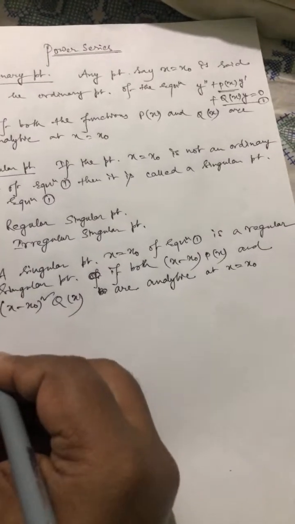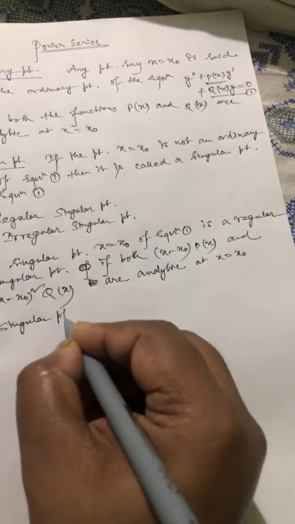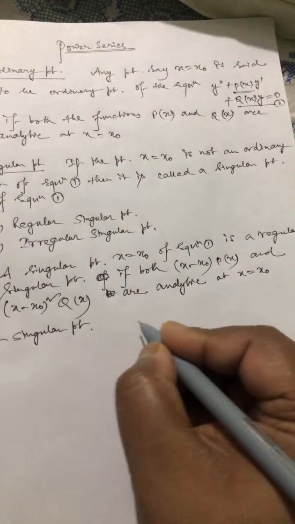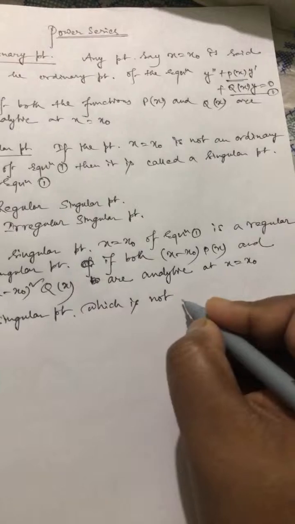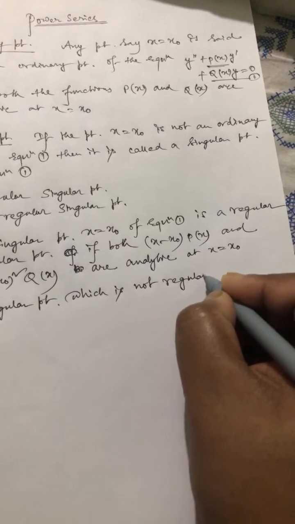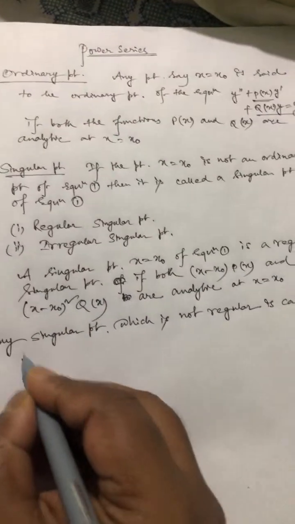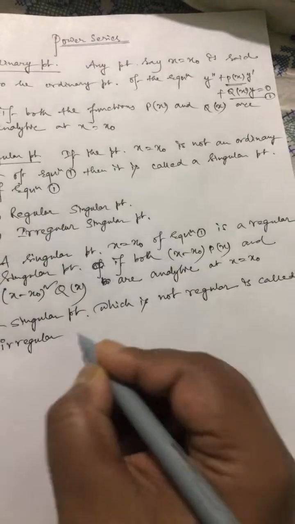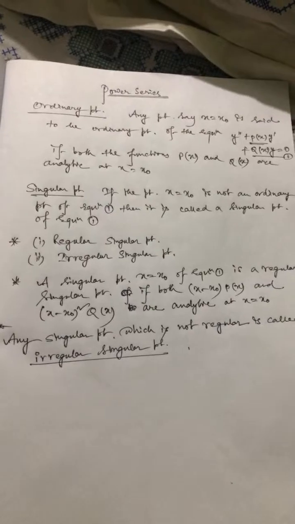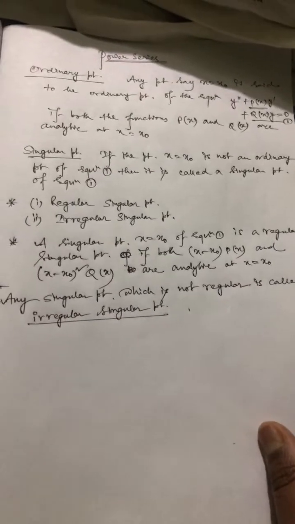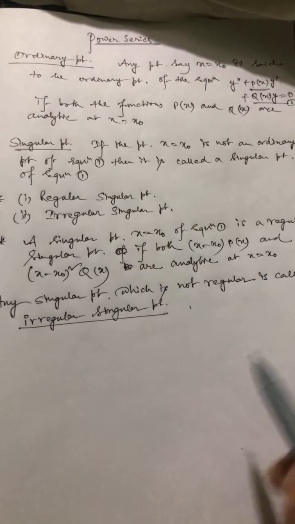So any singular point which is not regular is called an irregular singular point. Now, next task is what? How to determine the regular and irregular singular point using this definition.